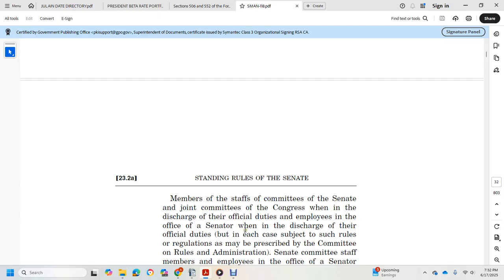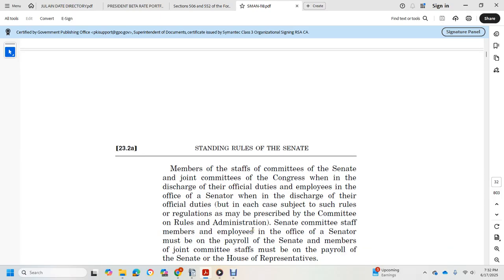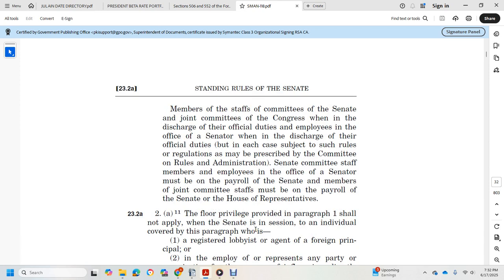Senate committee staff, the members and employees in the office of the Senate must be on the payroll of the Senate, and members of the Joint Committee staff must be on the payroll of the Senate and the House of Representatives. The floor privilege provided in paragraph 1 shall not apply when the Senate is in session to an individual covered by the paragraph who is: 1. A registered lobbyist or agent of a foreign principal.